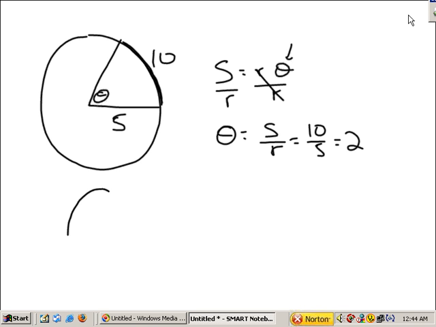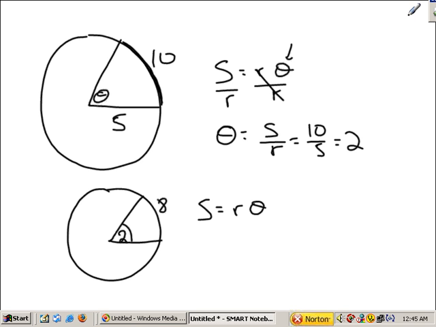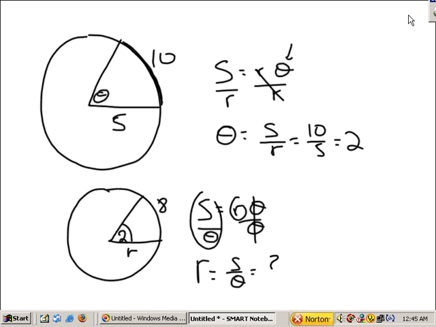Okay. What if I want to find R? I'll tell you the angle and I'll tell you the arc length. Tell you 2 and tell you 8. Now since the 2 doesn't have degrees, it's understood to be in radians. You can only use the formula I just wrote if theta is in radians, and it is. Now, I want to know what does R equal. Well, this time we'll divide by theta. So R is S over theta. S is 8. Theta is 2. R is 4.